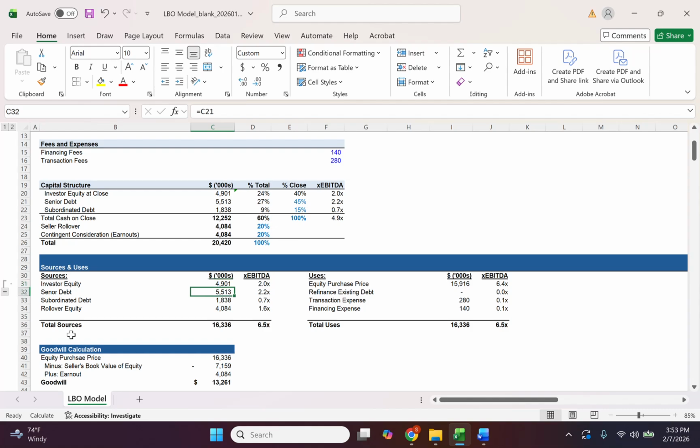Senior debt of approximately $5.5 million is also directly linked from the senior debt line in the capital structure. Subordinated debt of $1.8 million is also pulled directly from the subordinated debt percentage of the capital structure. And the rollover equity of $4.1 million is linked directly from the seller rollover line. Even though rollover equity is not cash, it is still a source of capital as we go into the transaction.